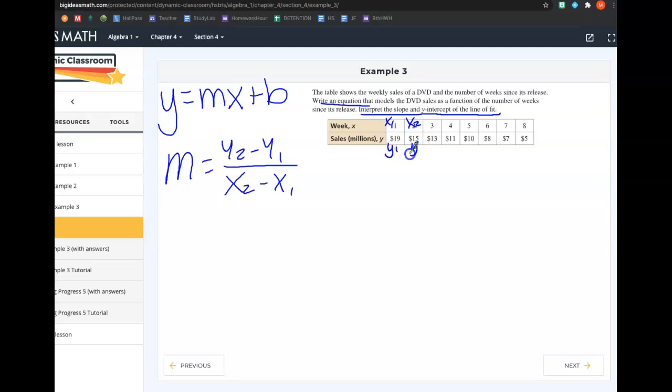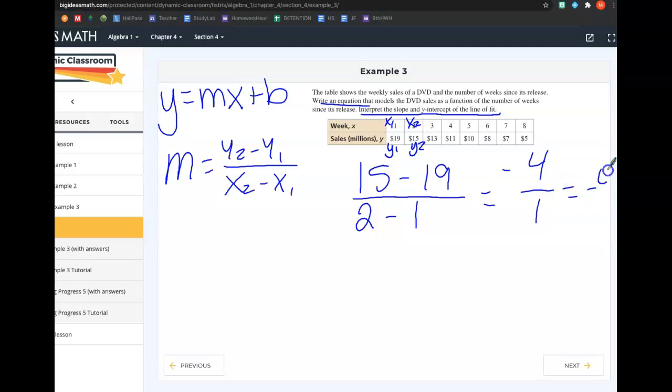It does have a constant rate of change. It's just not proportional. So y2 is what? It goes 2, 1, 2. 15 minus y1, 19, over x2, 2 minus x1, which is 1. 15 minus 19 is negative 4, over 2 minus 1, which is 1. Okay, so our slope is negative 4.